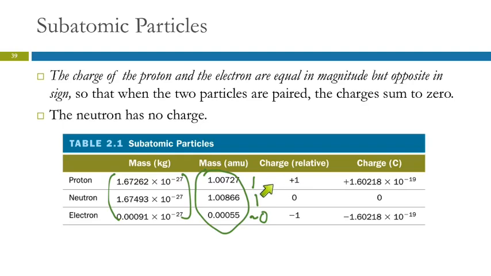When we look at the charges, we find that the charge of the proton and the electron are equal in magnitude but opposite in sign. And so we can measure their charges in coulombs, the unit of charge. That's nice. We're not going to need those numbers much, if at all. What we are interested in are relative charges. So the proton has a positive 1 charge. The neutron, being neutral, has 0 charge. The electron has a negative 1 charge.